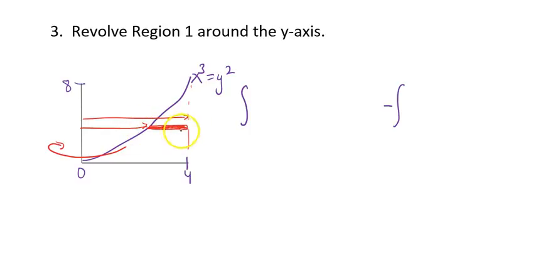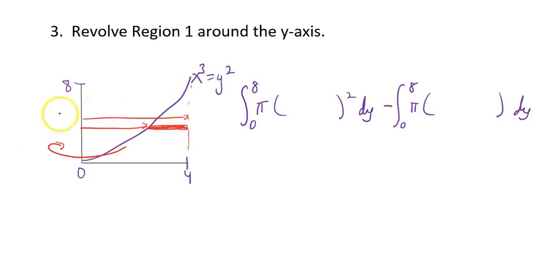This is a dy situation because our rectangle is horizontal. So that tells me I'm using the y limits, 0 and 8, and I need a dy at the end. So I'm going to go 0 to 8, dy, 0 to 8, dy. Again, because this is going to make a circle, I'm doing pi r squared. And what's making a circle is that individual rectangle rotating around. It's going to look like a record or a CD.